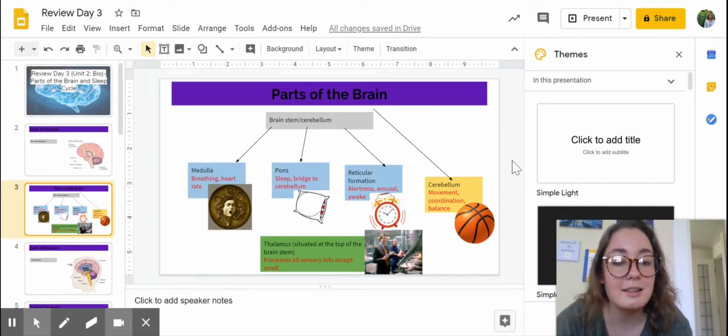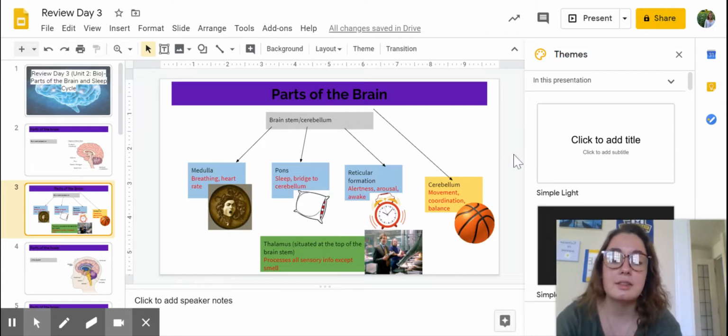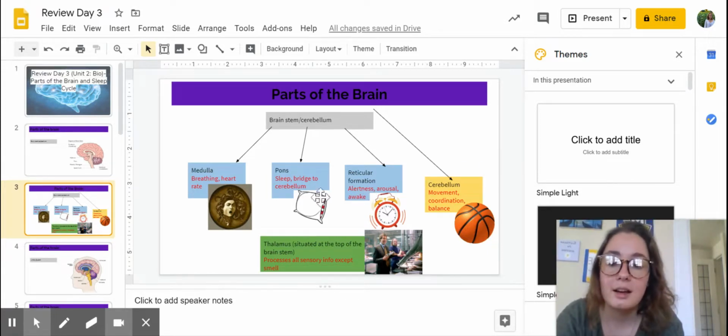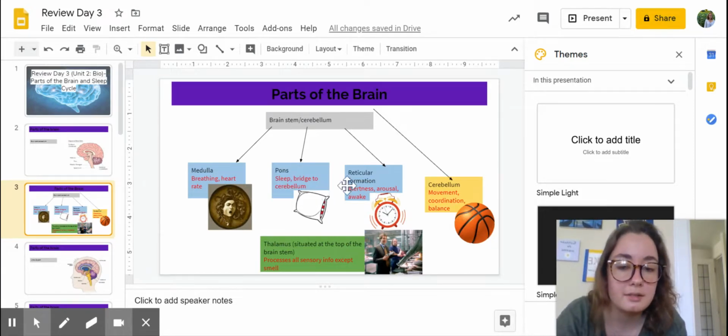Pons, easy. Pillow pons, because the pons is connected to sleep and regulating your sleep patterns. And it's also the bridge to the cerebellum. So you can think of a bridge over a pond, ponds. So pillow, pons, it's connected to sleep. So if you had damage to that, you might have issues when it comes to sleeping patterns.